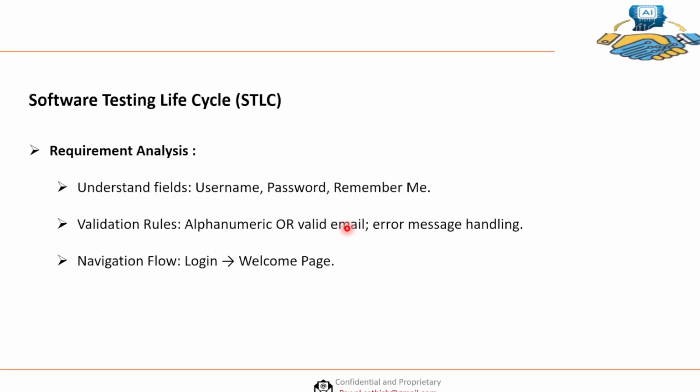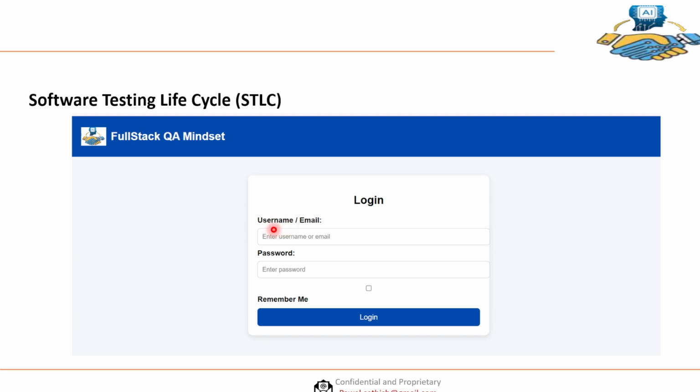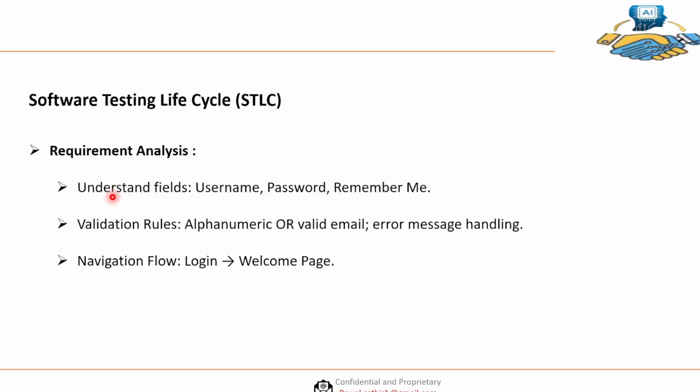The first phase, as I mentioned, is that we need to be involved right from requirement analysis as a full stack QA. When we are doing requirement analysis, first we need to understand all the fields. Here we can see what the username field is, what the password is, what remember me is, and what the login button is. If I click on the login button and we are applying any rules or validations, we need to understand those things. In requirement analysis, we need to understand the username, password, and remember me.